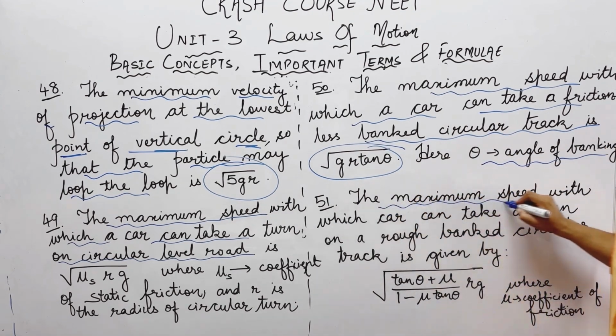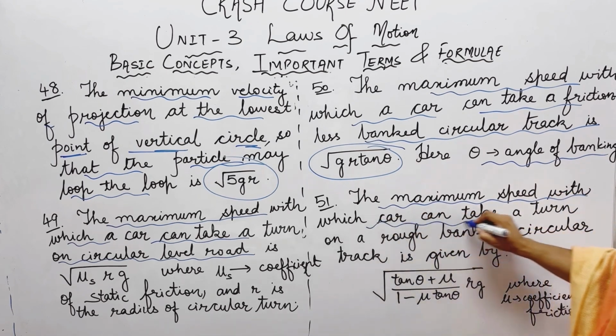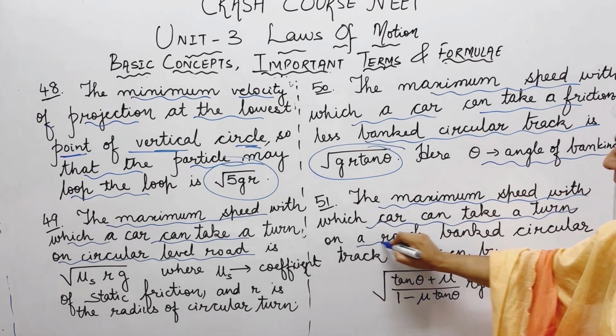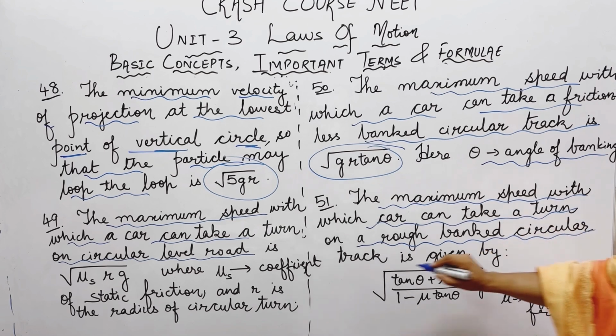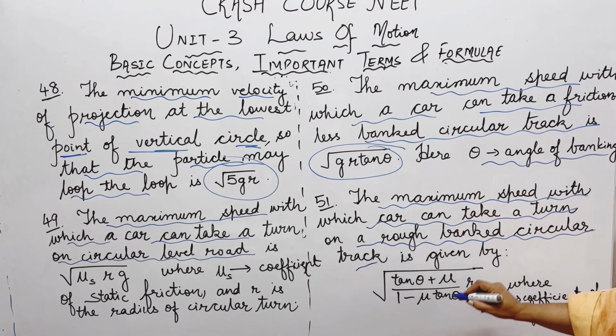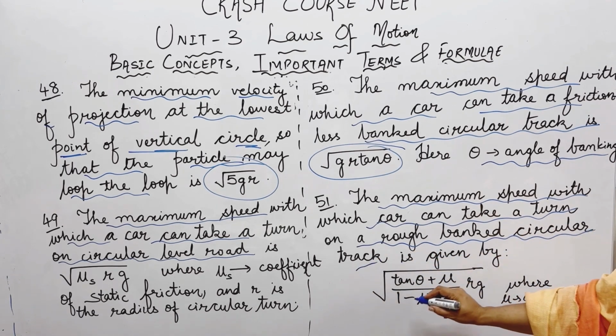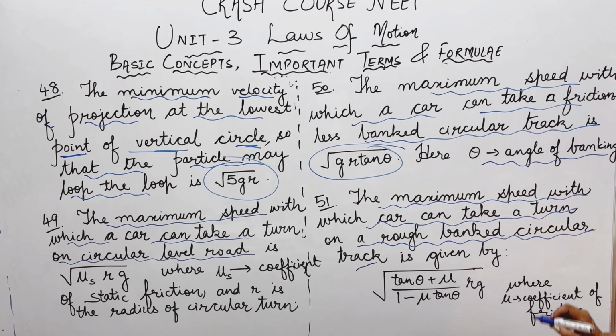The next point is the maximum speed with which a car can take a turn on a rough banked circular track, given by under root of [(tan theta plus mu) divided by (1 minus mu tan theta)] r g, where mu is the coefficient of friction.